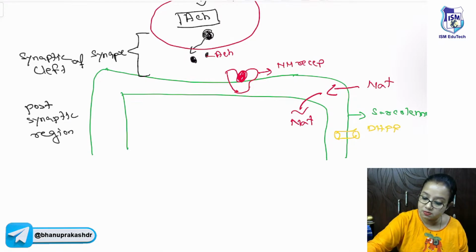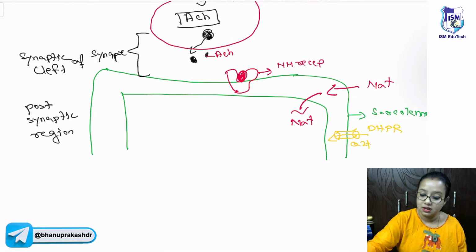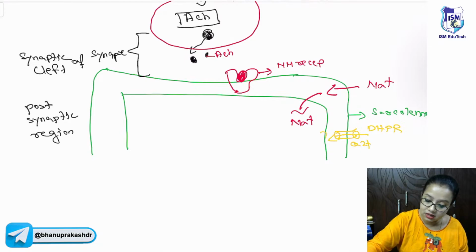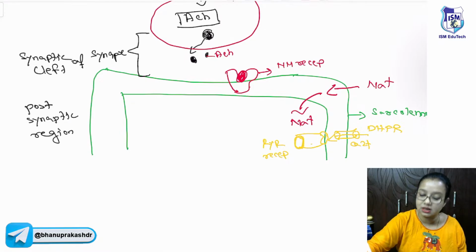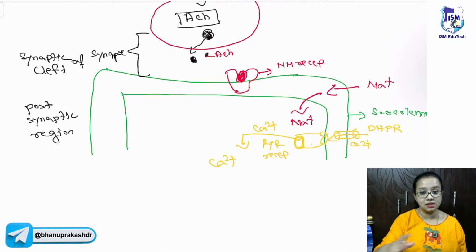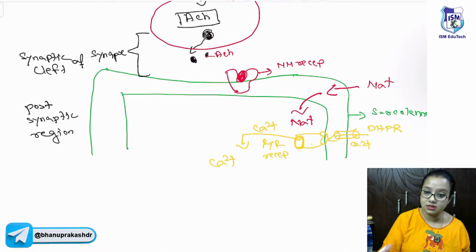Now, this will open the dihydropyridine receptor through which calcium will enter. Now, this voltage gated calcium channel will induce a configurational change in the ryanodine receptor, as a result of which calcium will be pulled out of the sarcoplasmic reticulum into the sarcoplasm, and then the contraction of muscle will happen.